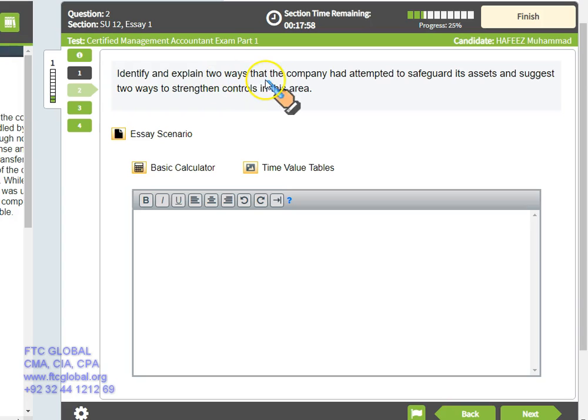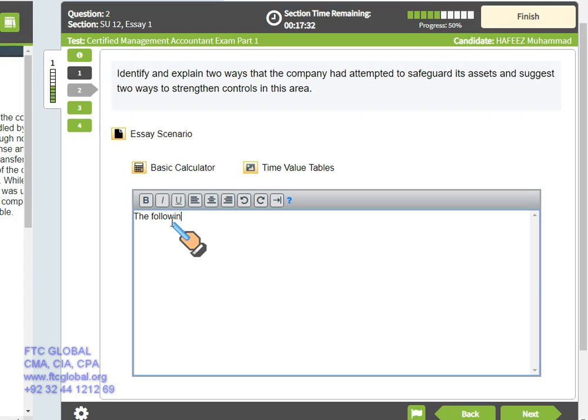Identify and explain 2 ways that the company had attempted to safeguard its assets. What assets? Only the checkbook that was tightly locked, and the checks were issued only when they were needed to be printed for the payment to the suppliers. That's what I could see. Identify and explain 2 ways that the company had attempted to safeguard its assets and suggest 2 ways to strengthen controls in this area. So let us type in our responses.